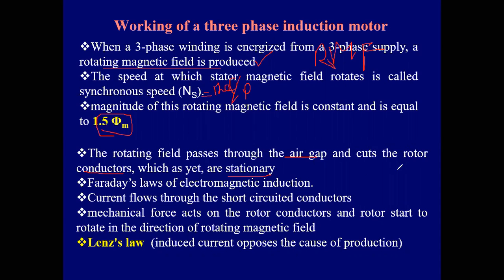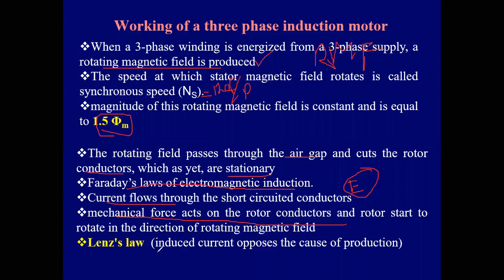So far, the motor is not rotating. We just connected the three-phase supply. Then a field is produced that is rotating, and that is cutting the rotor conductors. Now, what will happen? Faraday's laws of electromagnetic induction. First EMF will be induced, and then current flows. So here, this point, EMF induced, is skipped, right? Thereafter the mechanical force is produced, that means the motor starts rotating.